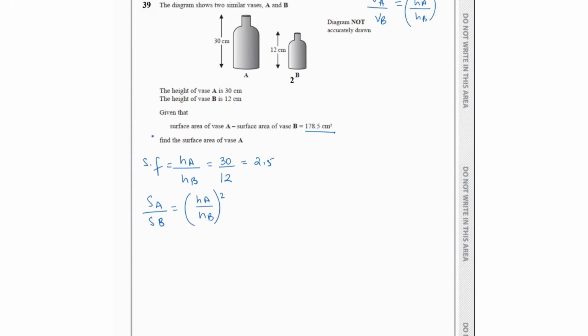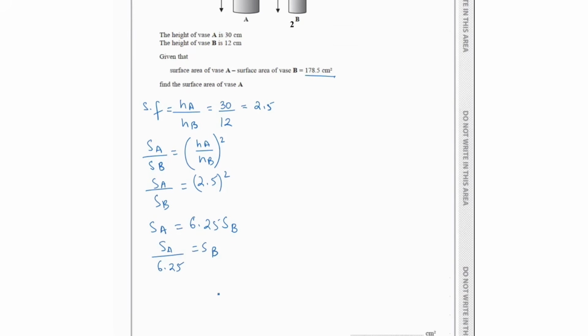So over here, this is 2.5 squared. We can make surface area of A the subject. Actually, wait, I would want to make surface area of B the subject because they want us to find surface area of A. 2.5 squared, that's 6.25. So surface area of A divided by 6.25 is surface area of B. I'm going to substitute this in the equation given over here. And then the entire equation would just be in terms of surface area of A.